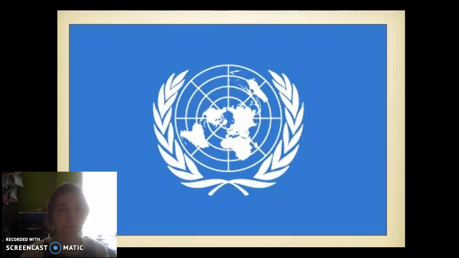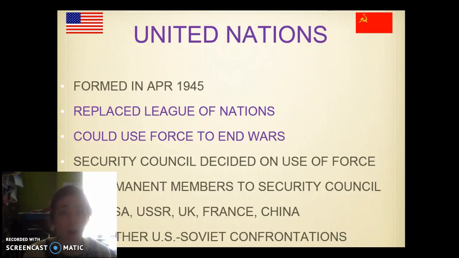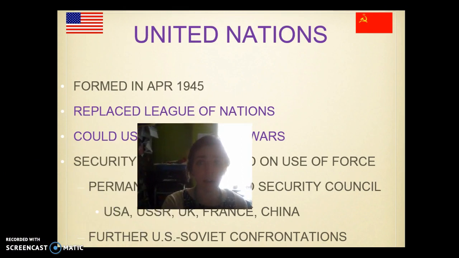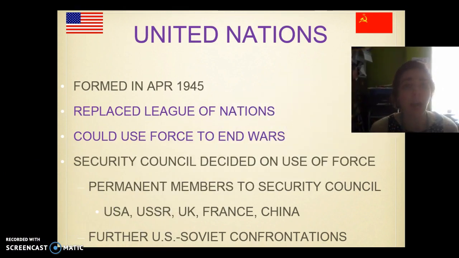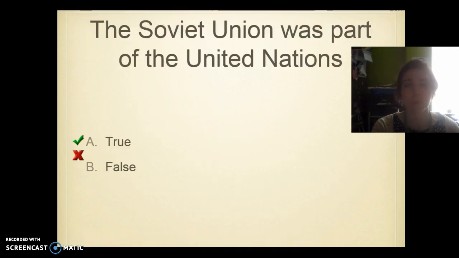That'll help. Alright, during this time also, the United Nations, like we said, was founded, and it's formed at the very end of World War II. This is going to replace the League of Nations, and it's going to be a peace council that will help stop wars. It gives the power of the United Nations to use force to end wars. These are the major players in it: USA, USSR, UK, France, China. All of those are very important to know.